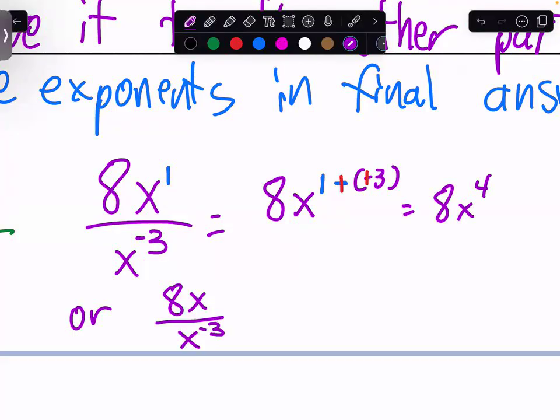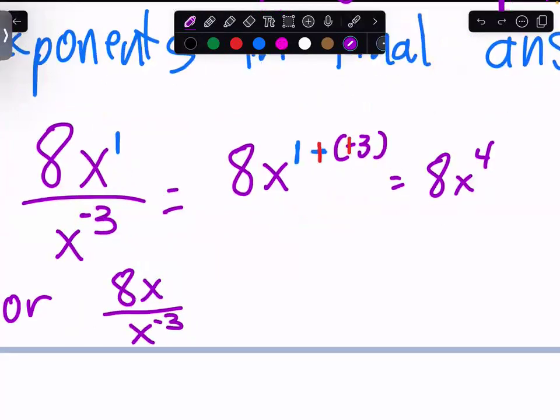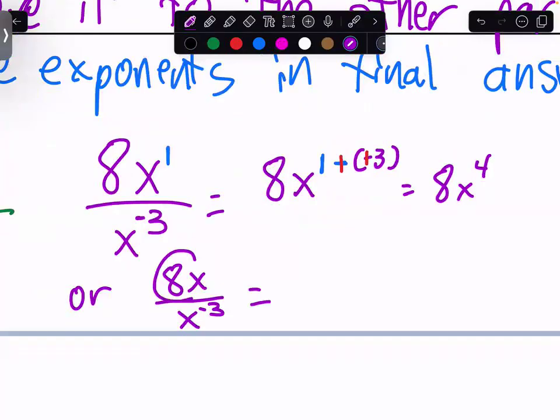Okay, so let me do that same problem in a different way, because it's very easy to get messed up with the minus and negative. Another option is you could leave the 8x alone, and we could rewrite the x to the -3rd power currently in the denominator as an x to the +3rd power in the numerator. Right? Again, to make a negative exponent positive, you move it to the other part of the fraction. So you could move it up to join the 8x by making it a +3 exponent.